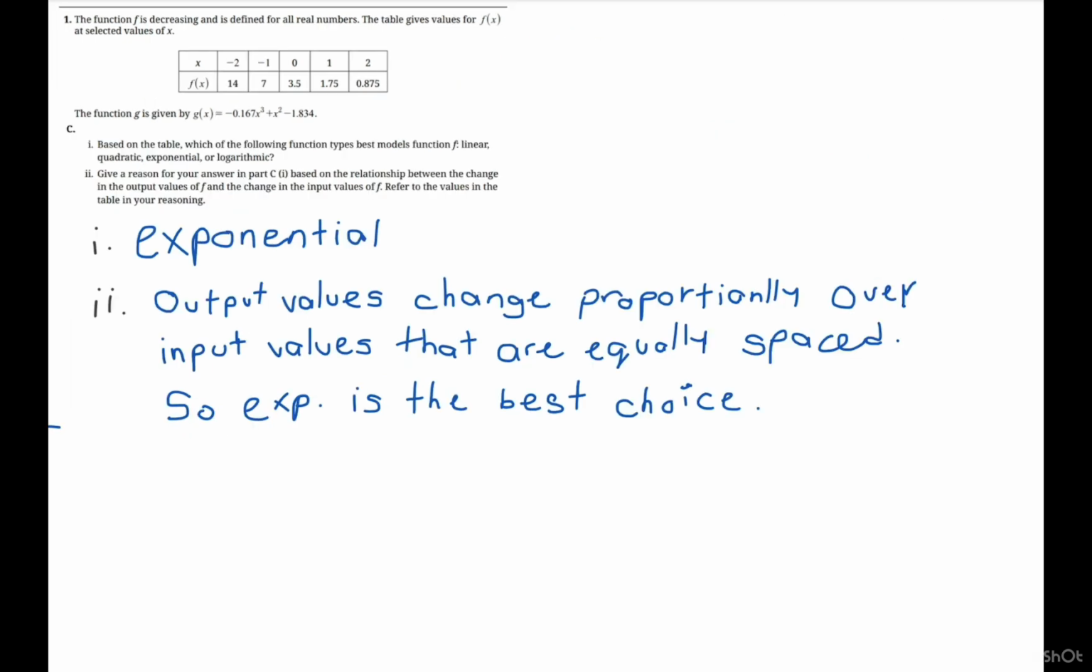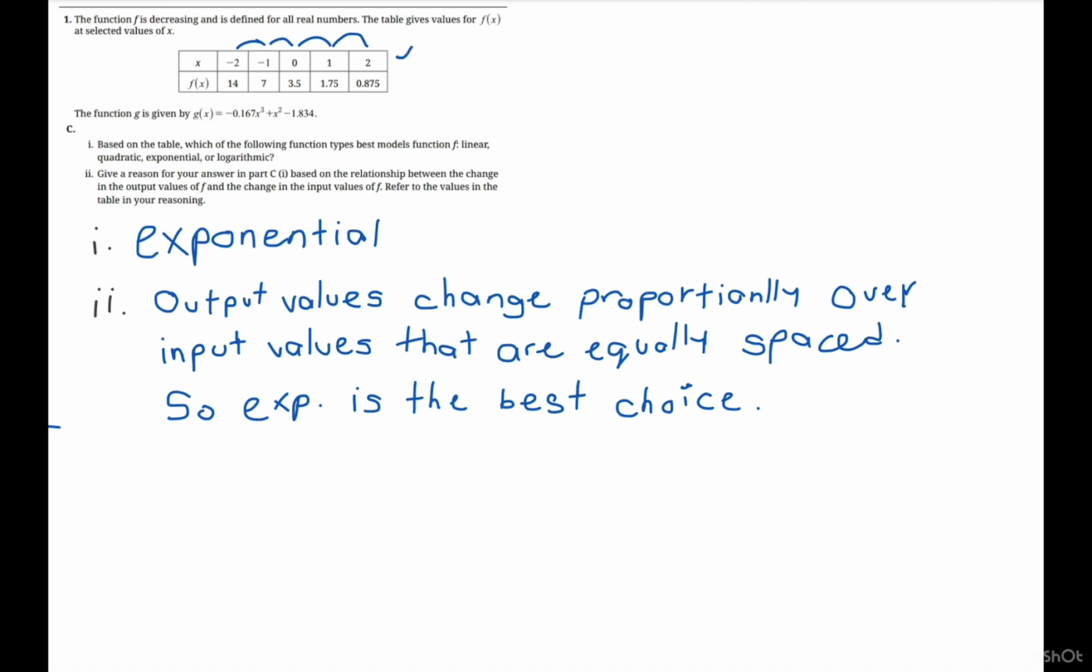Moving on to the final part, which is part C. Based on the table, which of the following function types best models function f? Linear, quadratic, exponential, or logarithmic? Now, if you notice the input values, they're actually equally spaced, right? -2, -1, 0, 1, 2. Many a time you might not have equally spaced input values, and you need to be aware of them. But over here we have equally spaced, so there's no need to worry about that.